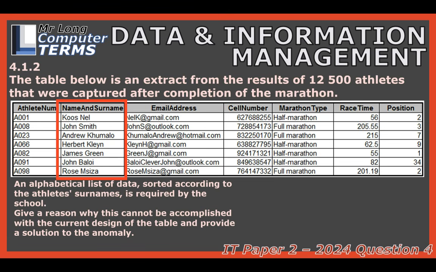Now, there you can see the name and surname field, and that is very difficult to sort by just the surname because the surname is the second word in most of those fields. It's not guaranteed. What happens if someone types in their first name and second name and then their surname?